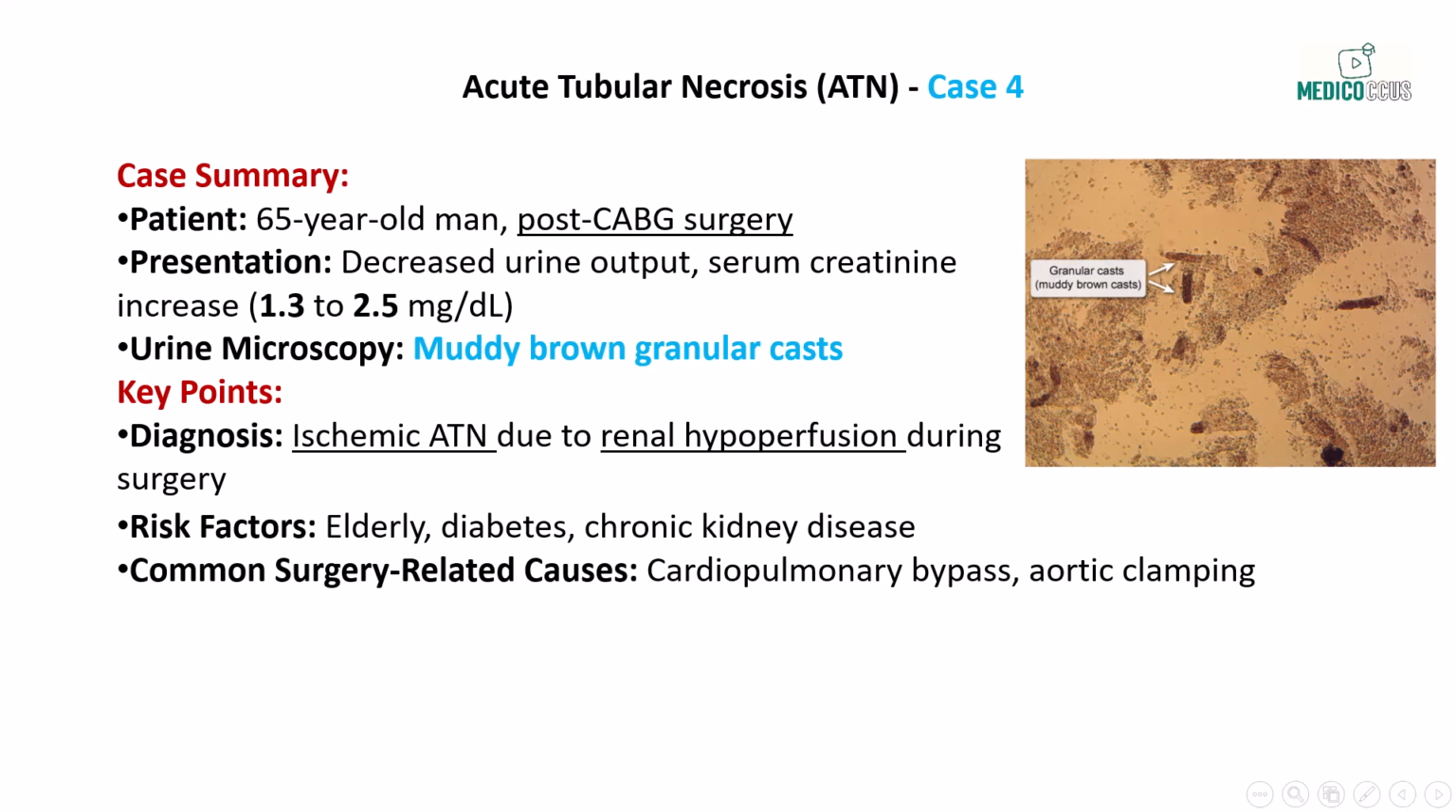Urine microscopy shows muddy brown granular casts, which is characteristic of acute tubular necrosis. The likely cause in this case is ischemic tubular necrosis due to renal hypoperfusion during surgery, particularly in an elderly patient with underlying conditions like diabetes and chronic kidney disease. Surgeries that involve cardiopulmonary bypass or aortic clamping increase the risk of renal ischemia, leading to acute tubular necrosis.